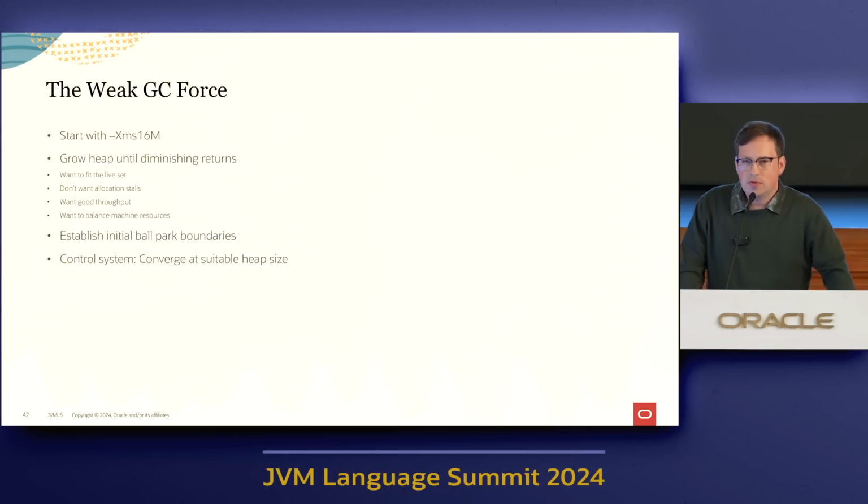The first thing we're going to do is to establish some kind of initial ballpark boundaries for where to search for the right heap size. And then after that, we have a control system that incrementally finds the right break-even point.